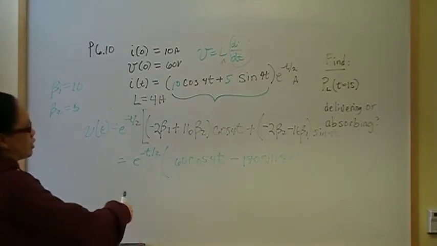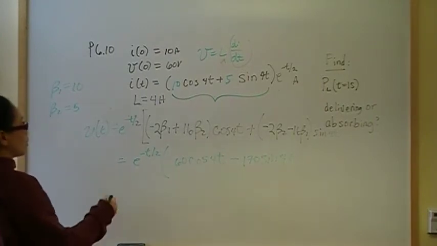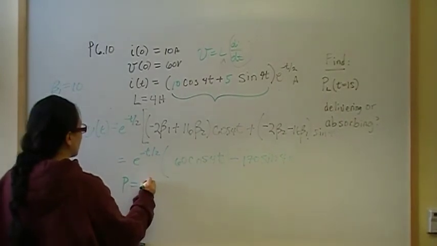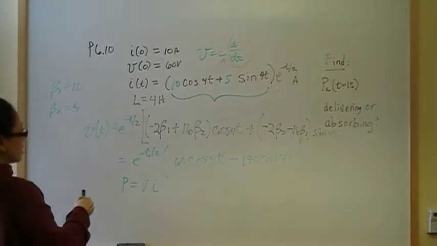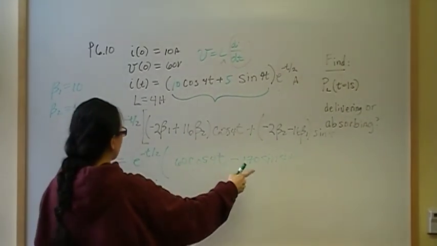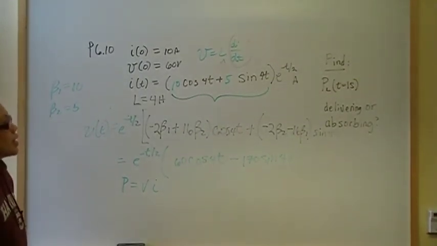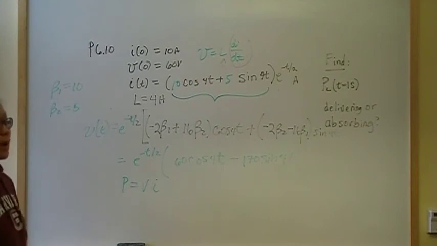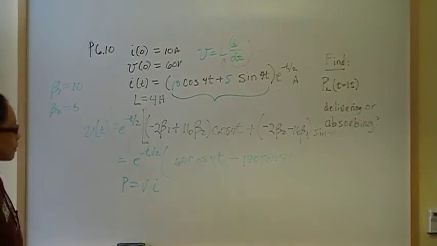We're not going to do the whole foiling thing and multiply it out to find a general equation for power, because they didn't ask for a general equation. They asked for power at time equals 1 second. So we're just going to take P is equal to VI and evaluate I at 1 second and V at 1 second. You put 1 where t is and come up with a number. The trick here is to make sure that your calculator is in radian mode. If it's in degree mode, you'll get the wrong answer, because these equations are in radians.